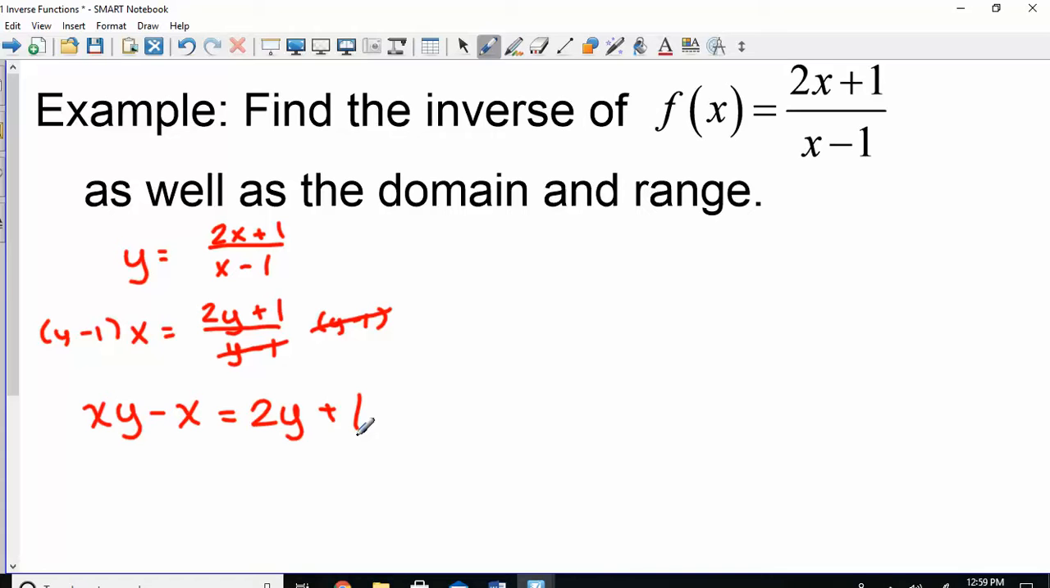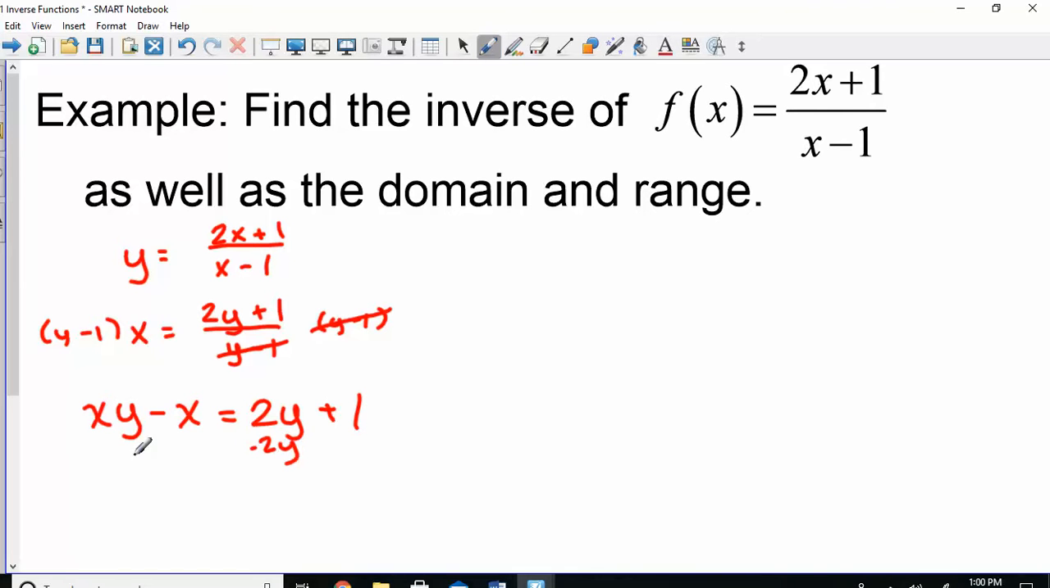I have more than one y here, so what should we do? You guys just ready to give up? Nobody has any idea what I might do now? Okay. Let's get all the y's on one side and everything without the y on the other, and then we'll get to that point.